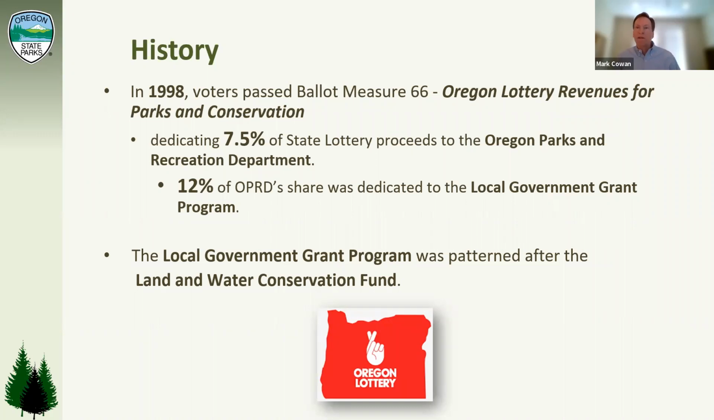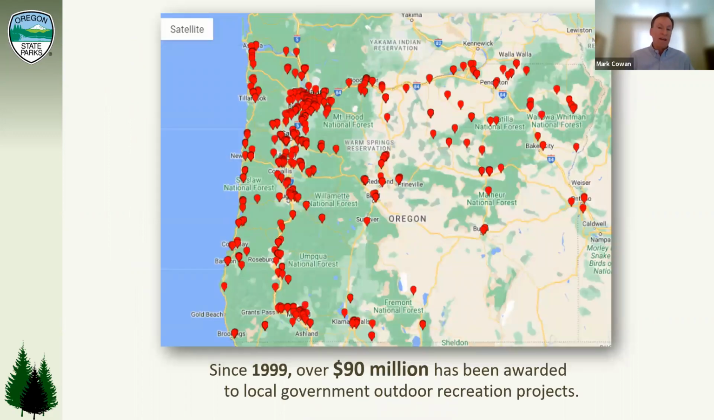The Land and Water Conservation Fund was serving the state well, so they said, let's just make it look like that. So they did. The Land and Water Conservation Fund is federally funded, and the local government grant program is state funded. They both do very similar types of projects. And since 1999, over $90 million has been awarded to local government grant outdoor recreation projects throughout our state.